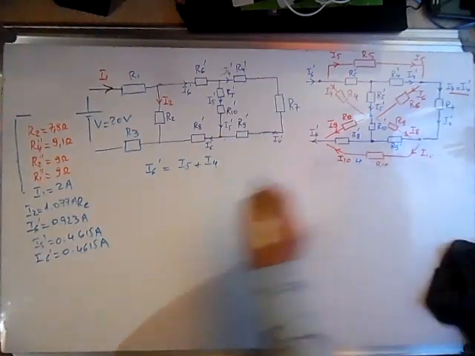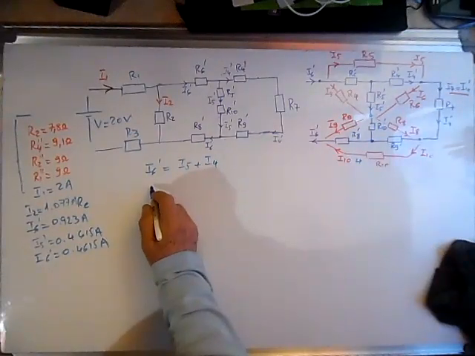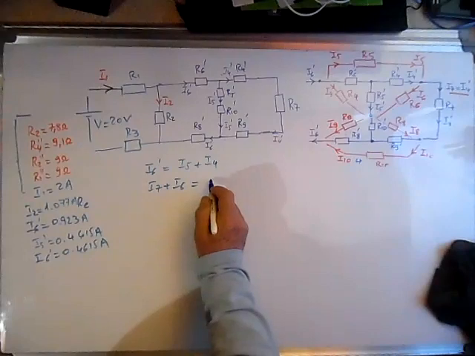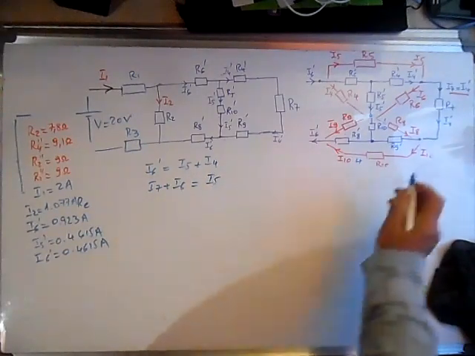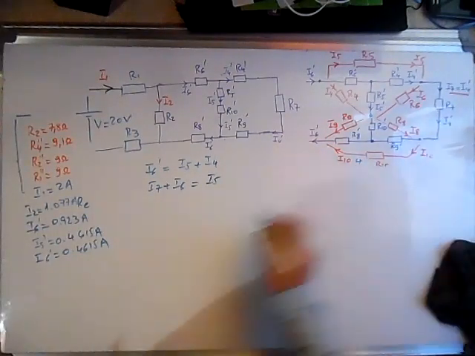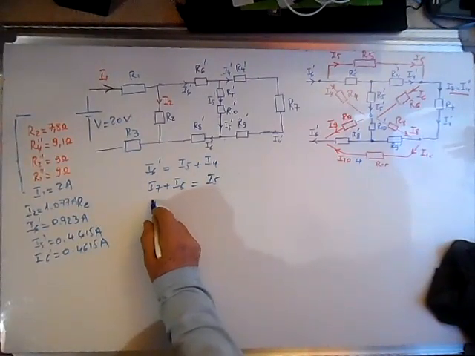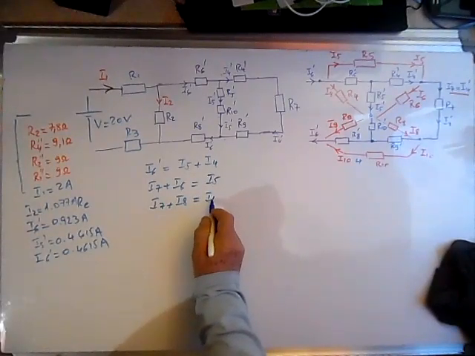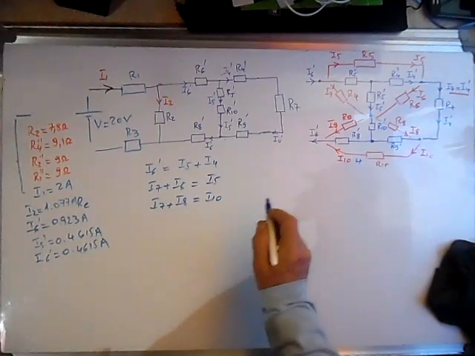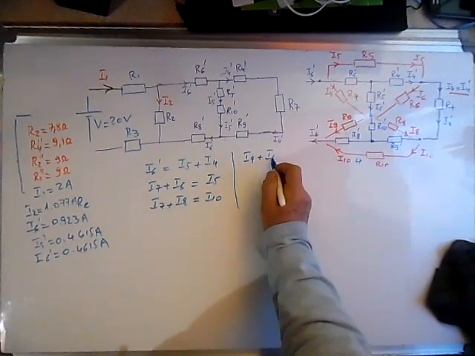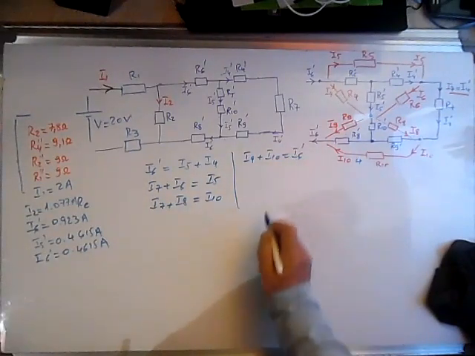Okay, the other node here, we can say that I7 plus I6 is equal to I5. At this node, or this node, we can say that I7 plus I8 is equal to I10. At this node we have I9 plus I10 is equal to I6 prime.